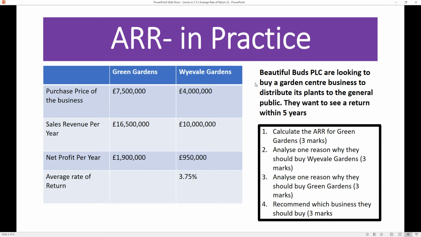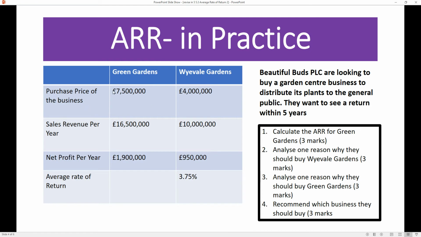Beautiful Buds PLC are looking to buy a garden centre business to distribute its plants to the general public. They want to see a return within 5 years. They basically want to make profit within 5 years. So they're looking to buy either Green Gardens or Wyvale Gardens.